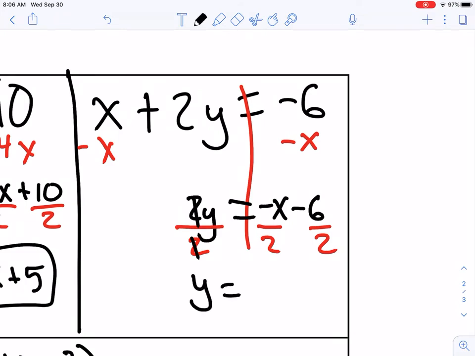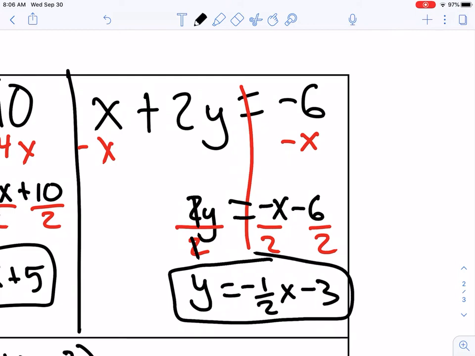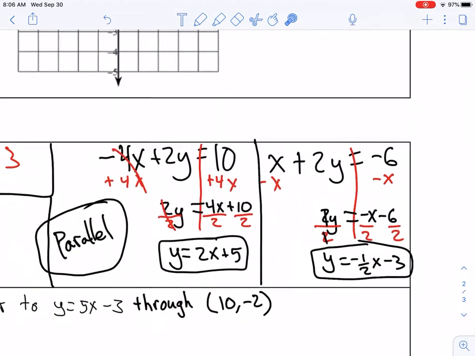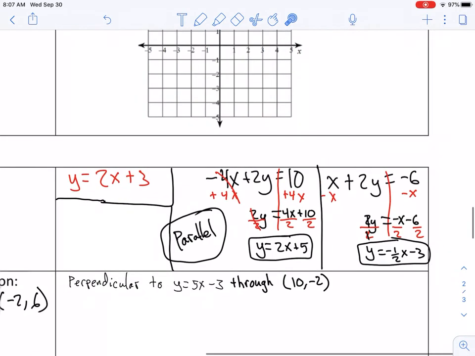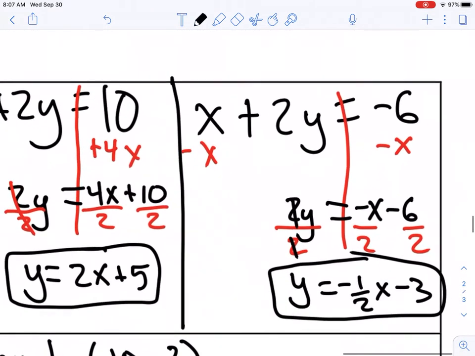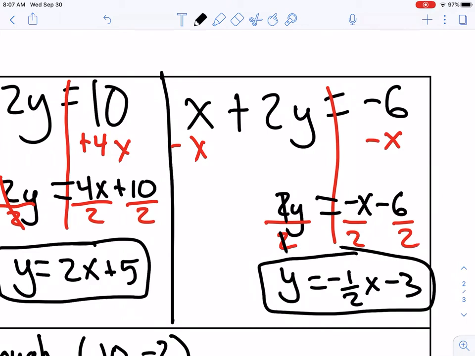And that gives me y equals negative 1 over 2x minus 3. So now this negative 1 over 2 is what I'm comparing to my original equation. And I'm looking for, is it the opposite? So it is. It's the opposite sign. And is it the reciprocal? And it is. So this is a perpendicular line.